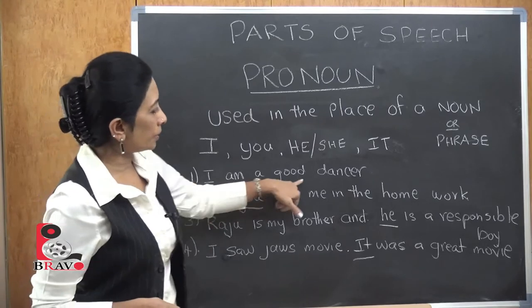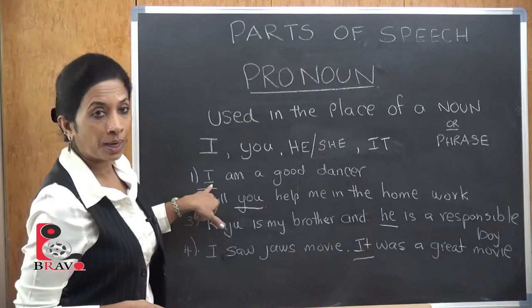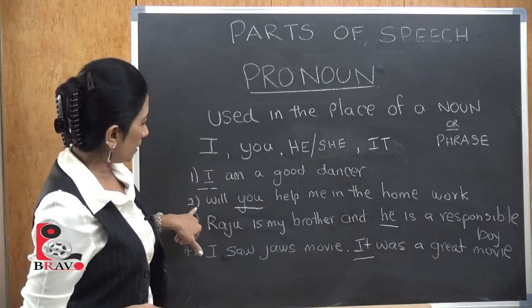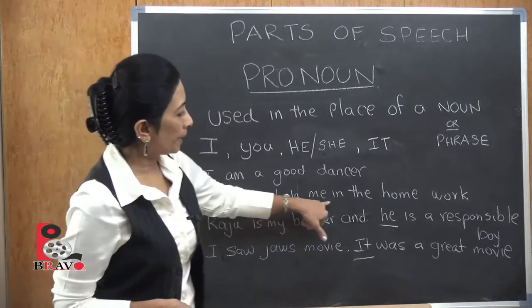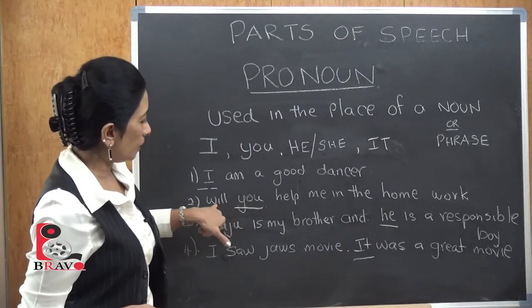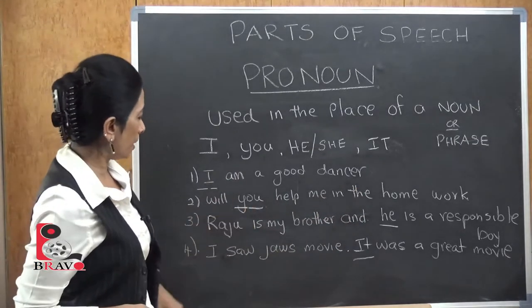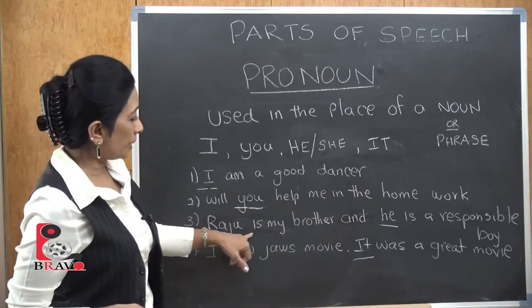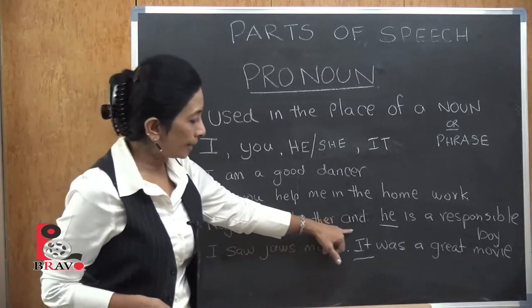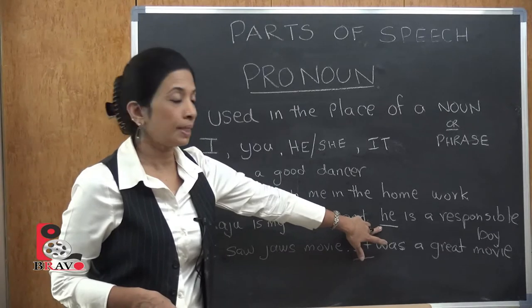I am a good dancer. So here I becomes the pronoun. Second one, will you help me in the homework? Now the you comes here, will you help me in the homework, and that becomes the pronoun. Third one, Raju is my brother and he is a responsible boy. So here he becomes the pronoun.